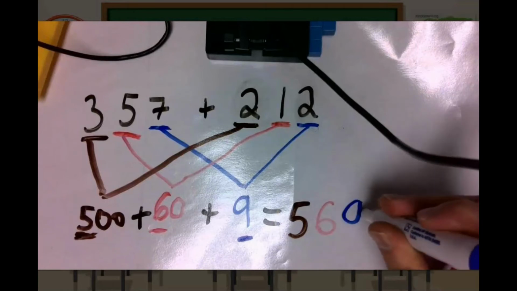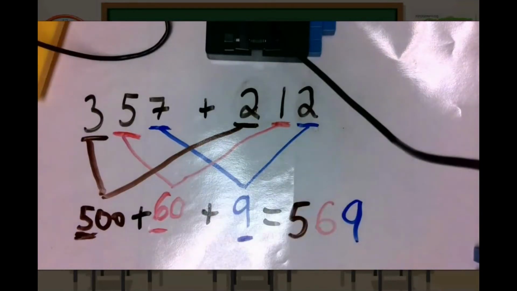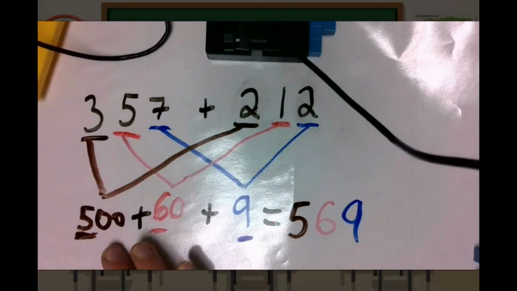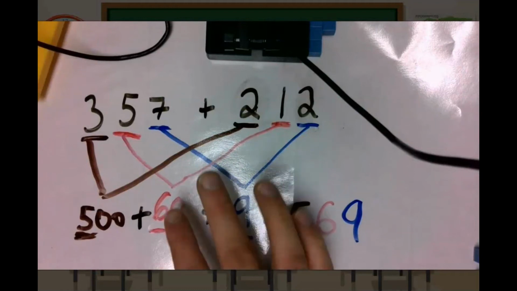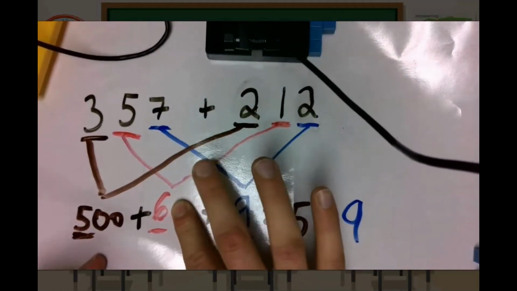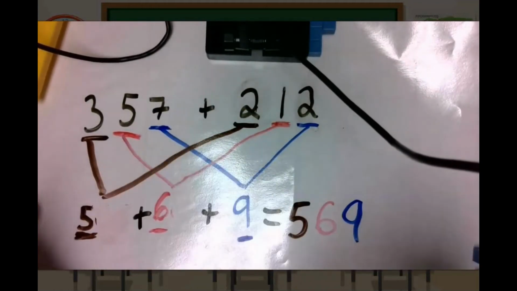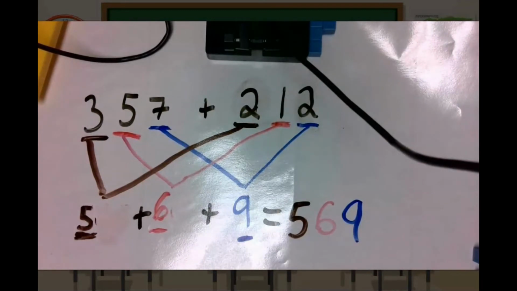569. Now it's important we write all this out here, because when we start regrouping, it's going to be nearly impossible to do it without writing out all the steps. If I just wrote 5 plus 6 and 9, sure, I could have done it like that. However, when we do regrouping, you're not going to be able to do it. So it's important that you are writing it all out.